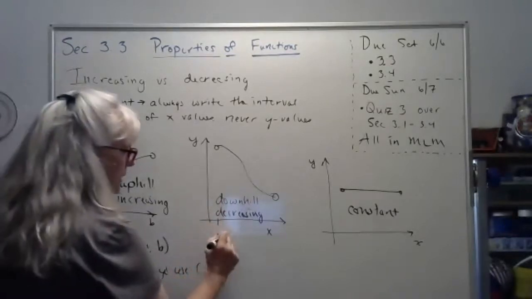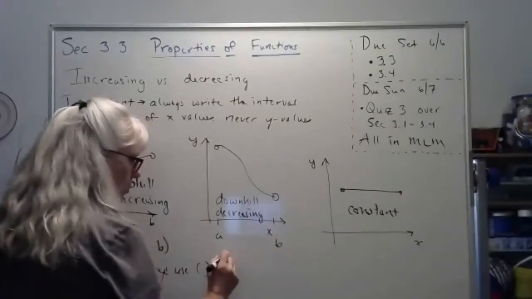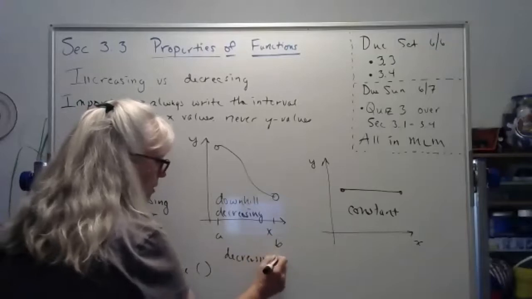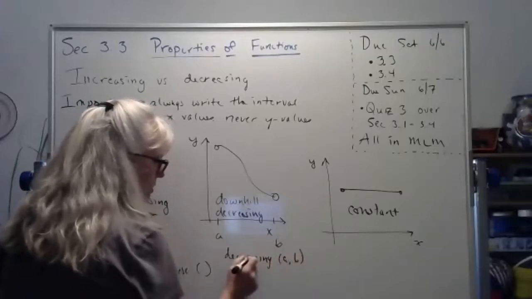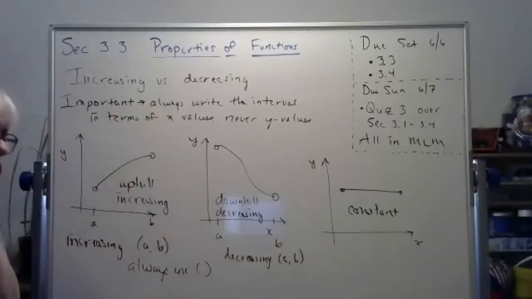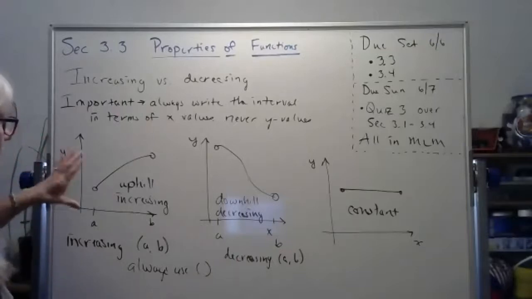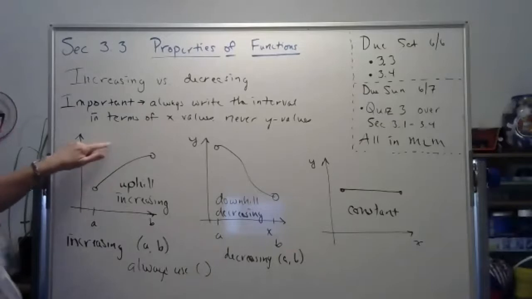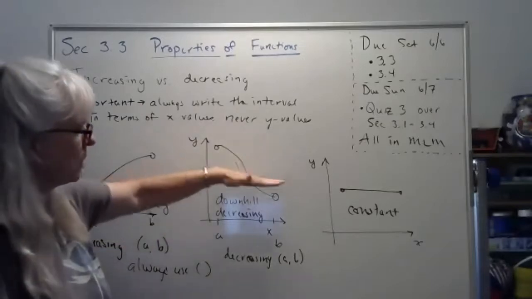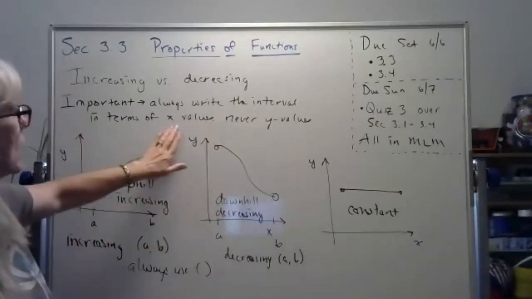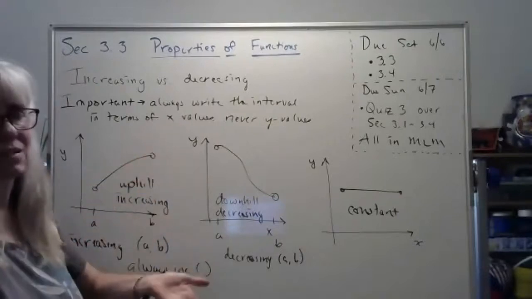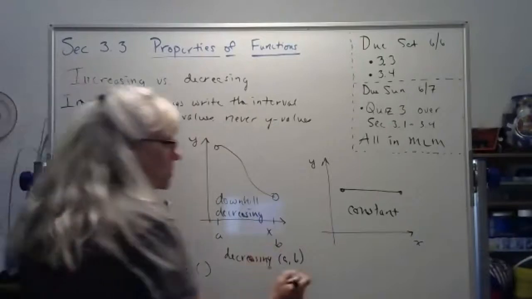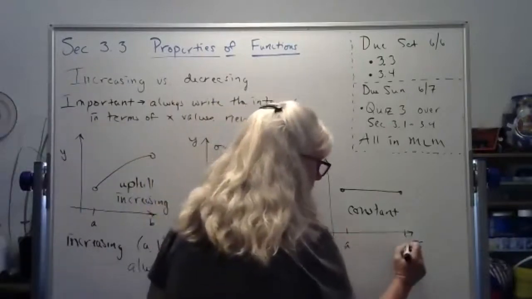So over here, if we do the same thing, A to B, we're going to say that this is decreasing over the interval of A to B in terms of the x's. Now what's really happening is that the y values are getting larger and larger over here, and over here, the y values are getting smaller and smaller. So when you write those intervals, you only use the x values because we already know what's happening to the y values. In terms of a constant, it would look the same way, believe it or not.